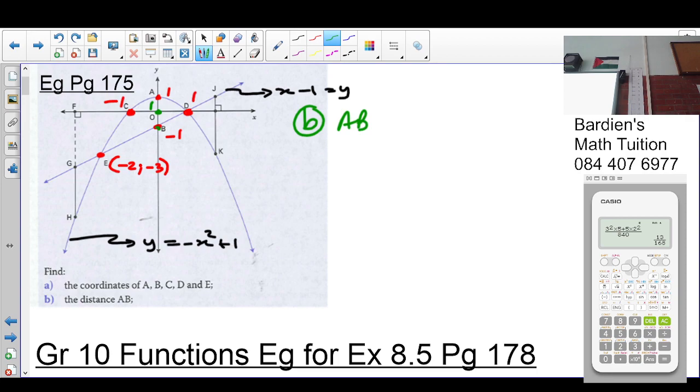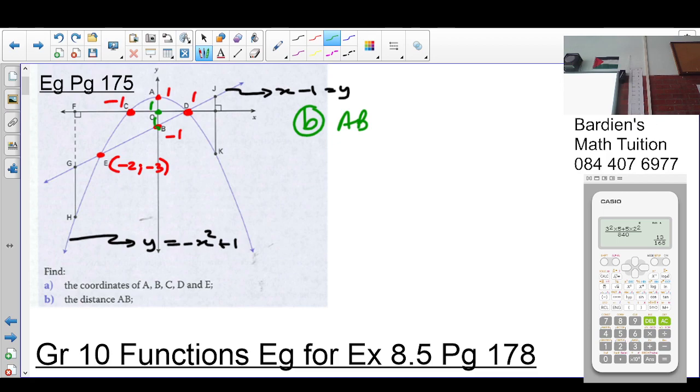So, what's the distance from O to B? 1 unit. And what's 1 plus 1? Yes. And I feel like you guys are going to pass the next paper. So what's 1 plus 1? 2. So the length of AB is 2. That's one way of looking at it.